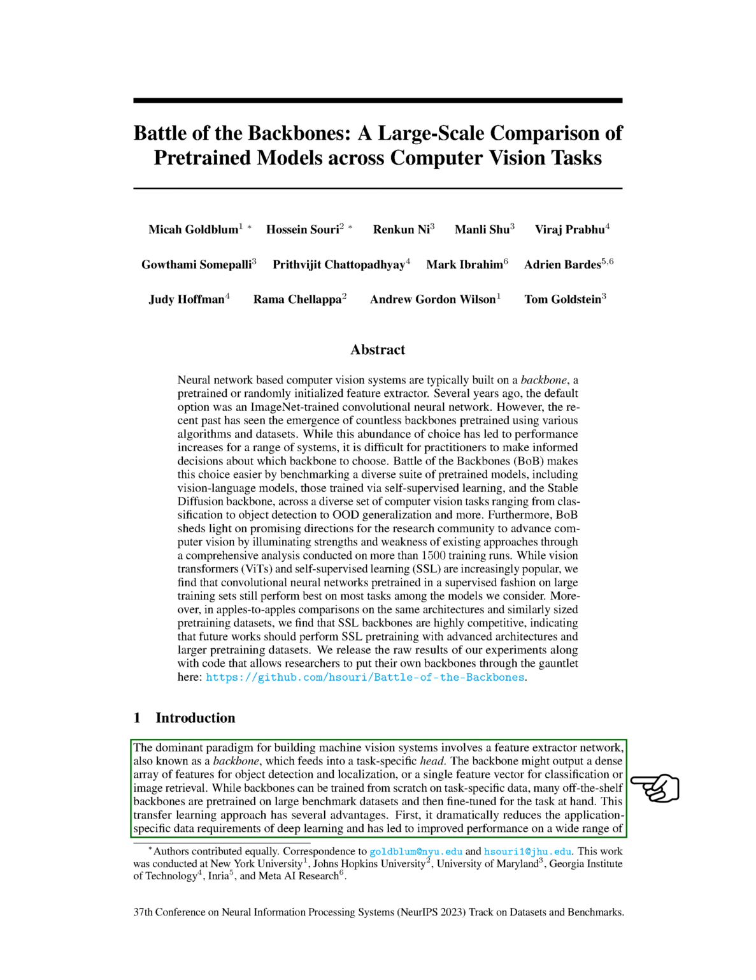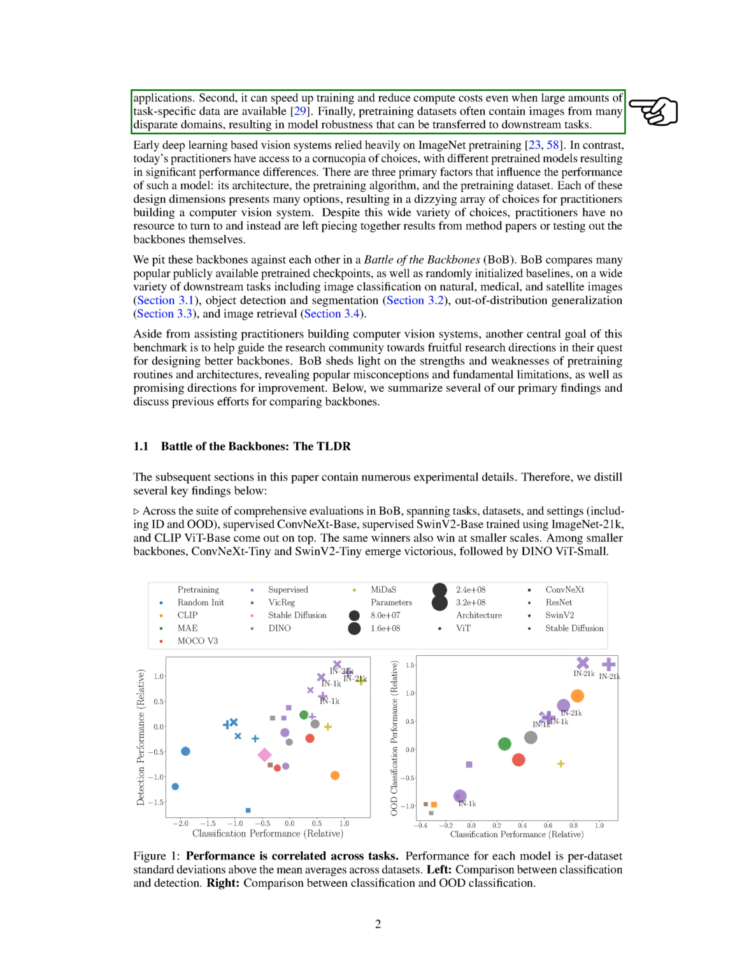While it's possible to train these backbones from scratch using task-specific data, a popular method is to use pre-existing backbones that have been trained on large benchmark datasets and then fine-tune them for the specific task at hand. This method, known as transfer learning, has several benefits. It can significantly reduce the amount of data needed for deep learning applications, speed up training, reduce computational costs, and improve performance across a wide range of applications. Additionally, because the pre-training datasets often contain images from a variety of domains, the resulting models are robust and can be applied to a variety of tasks.